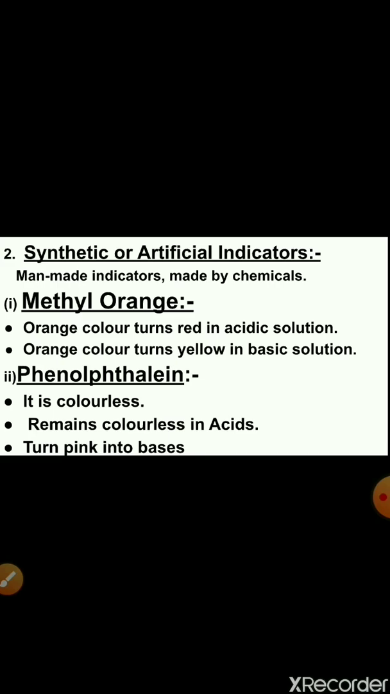Now we come to the second category of indicators, synthetic or artificial indicators. These are man-made indicators prepared from chemicals. The first artificial indicator is methyl orange. The usual color of methyl orange is orange, and in acidic solution it turns red. In basic solution, it turns yellow.